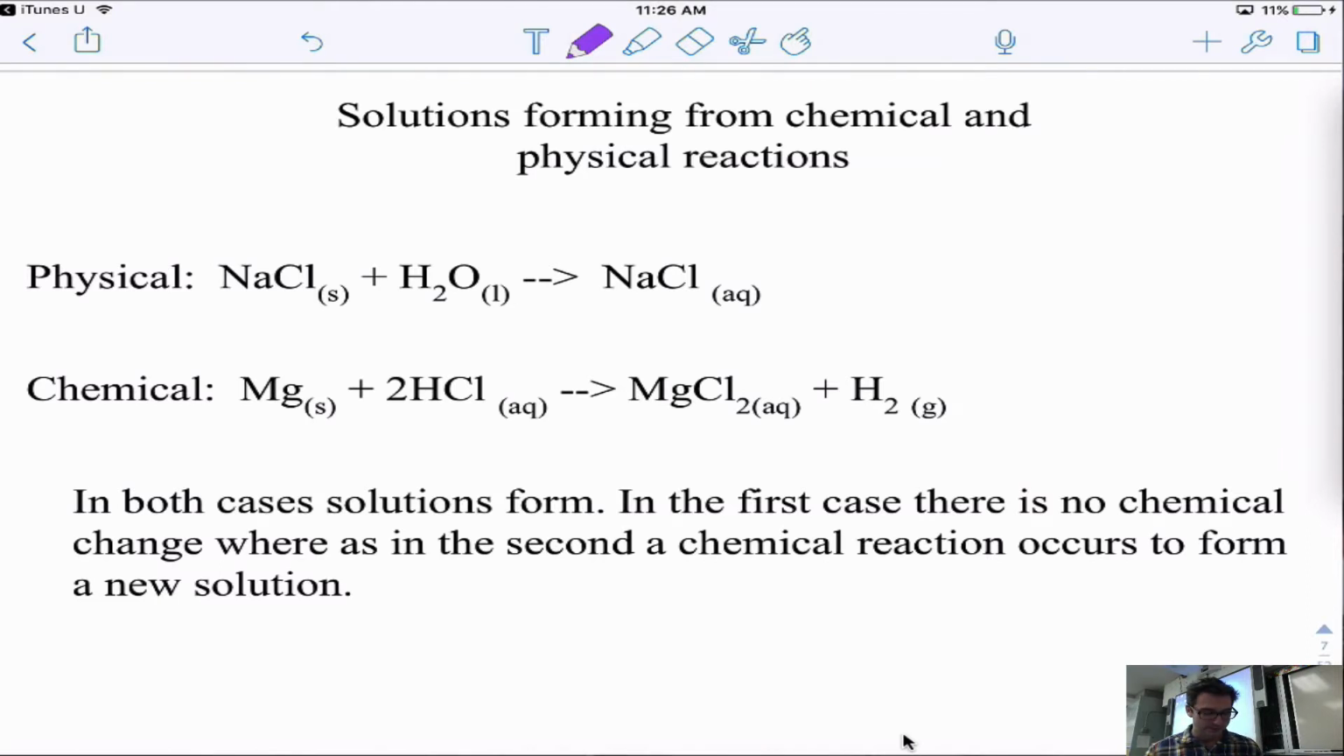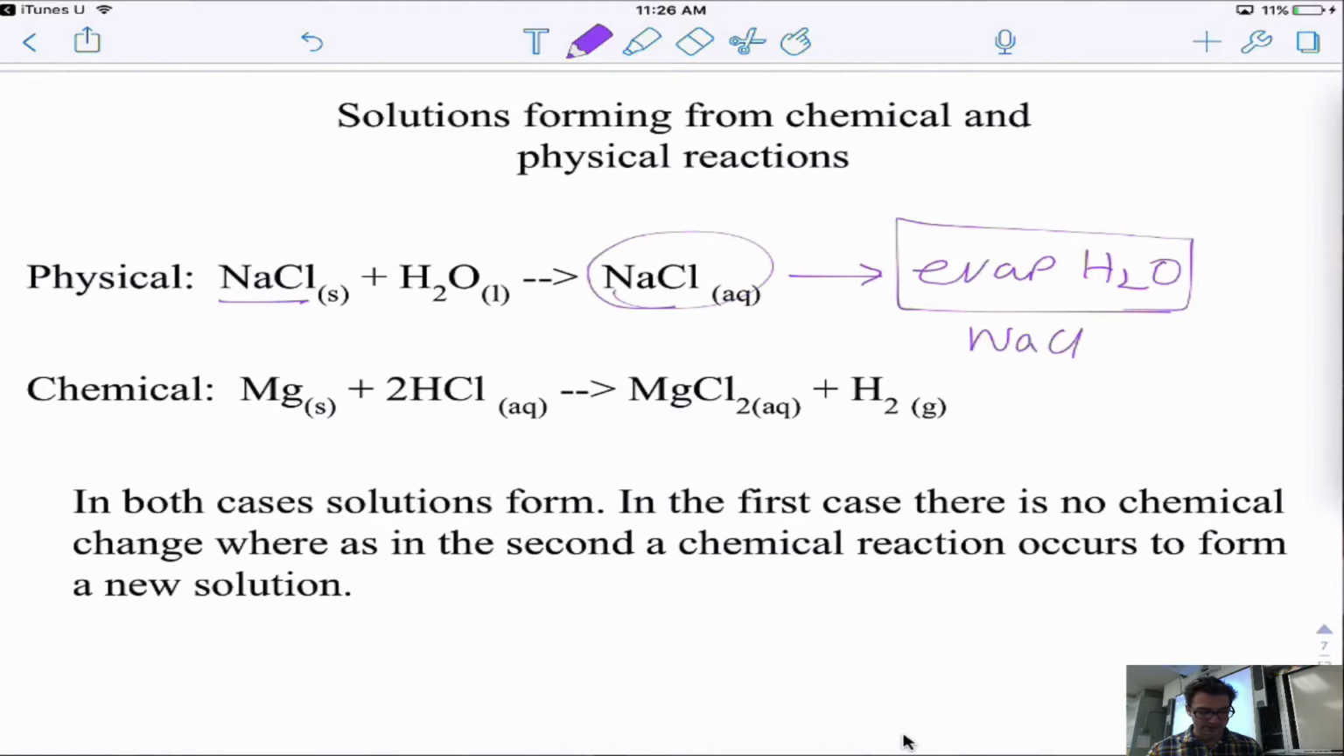Here's an example of a physical situation where we take some sodium chloride and add it to water, and then we form a solution of sodium chloride, an aqueous solution. What's happening in this case is the sodium ions and the chloride ions are breaking apart. They're interacting with the water, but this is a physical change. I know this is a physical change because very quickly I could get this back if I just evaporate out the water. I could be left with the NaCl solid, which is what I started with. And so we can see that this was a physical change, and we made the solution through physical means.